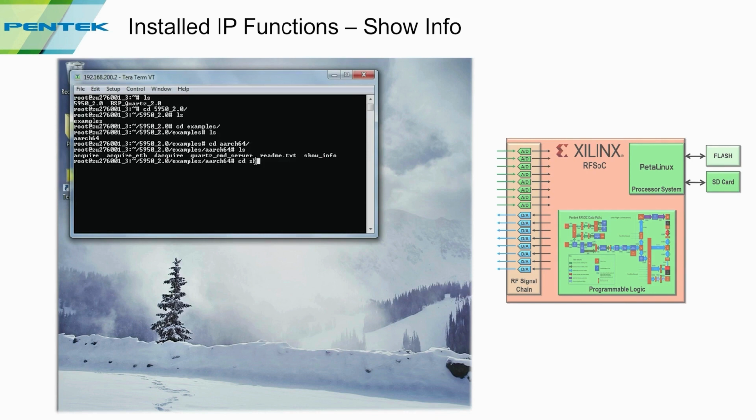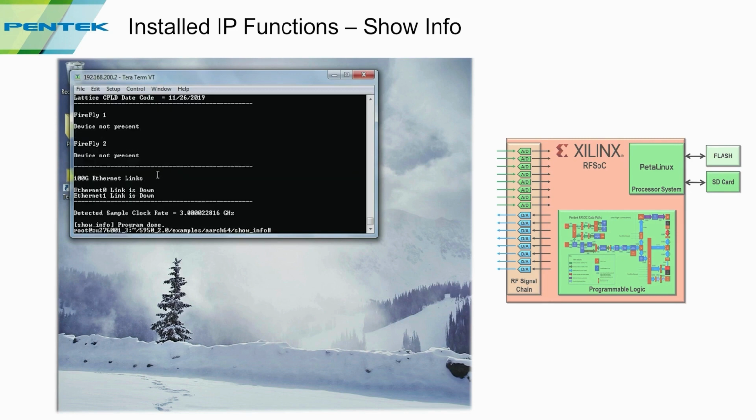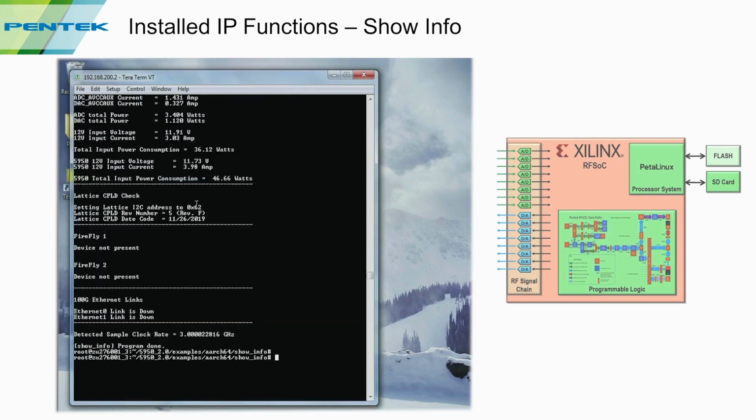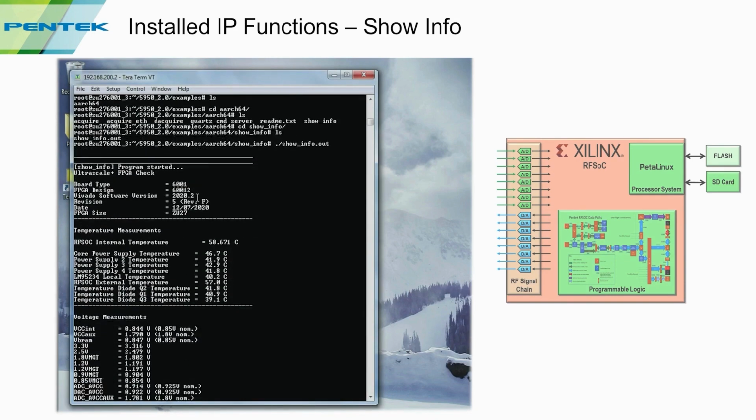So let's go into Show Info now, and there's the out file, so let's run that. And as soon as I run that, what's going to happen is it's going to go into the ARM processor, and it's going to grab the data that's stored in the board for all of the board configuration and also do some monitoring. So let's take a look at the top.